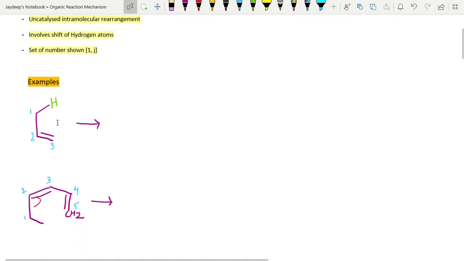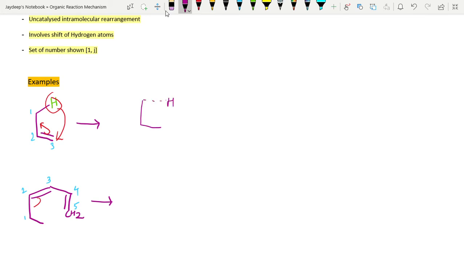So the first example is 1-propene. The numbering should be represented like this, which is different from the regular IUPAC nomenclature system. So when the sigmatropic reaction takes place with this 1-propene, the hydrogen atom which is at position 1 will migrate to position 3, and the bond will migrate to position 1, 2. Due to this migration, it forms a cyclic intermediate.